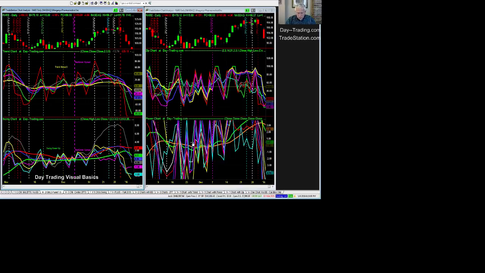And I haven't even looked over at the other side, but there could have been several other indicators over on the other side as well.